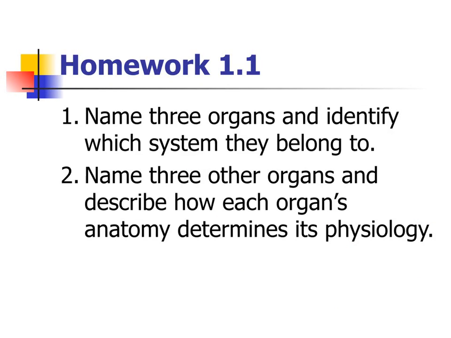On a half sheet of paper, write Homework 1.1. Make sure you put your name, date, and period on the top right corner of that paper and answer the following questions. Make sure you write the question first and then answer it. Number 1: name 3 organs and identify which system they belong to. Number 2: name 3 other organs and describe how each organ's anatomy determines its physiology. You will turn this homework in at the beginning of class tomorrow.